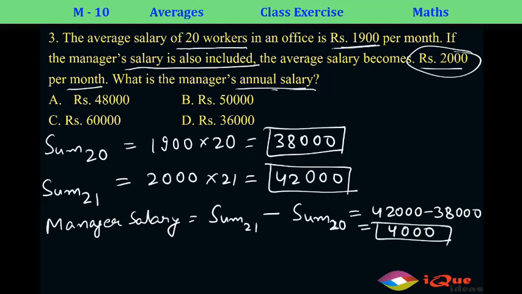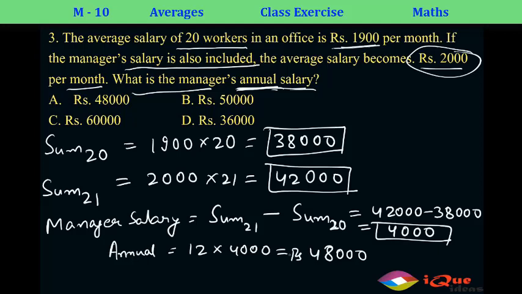Right? But the question is asking, what is the manager's annual salary? Annual salary will be equal to, in a year we have 12 months, into 4,000 per month, that is equal to 48,000. So be careful, the answer of the question is 48,000, which is option A. Alright, again a simple question. Now let's go to the next question.